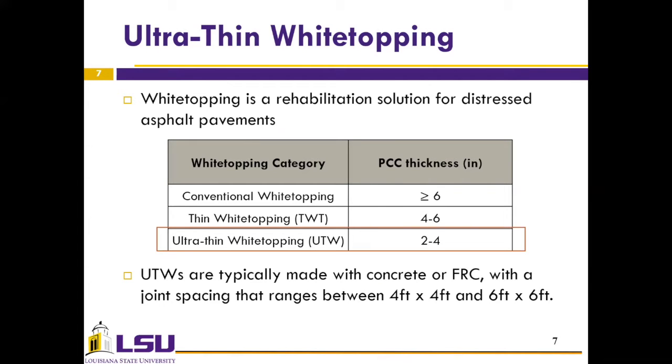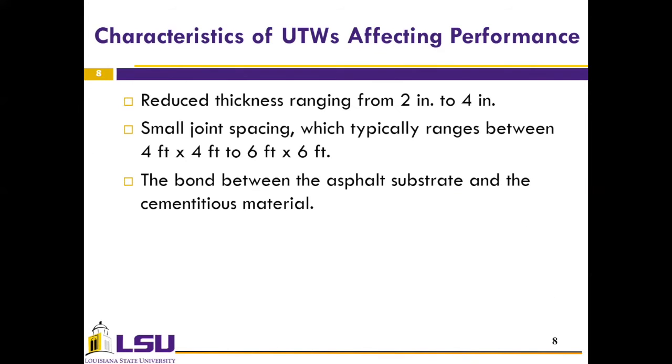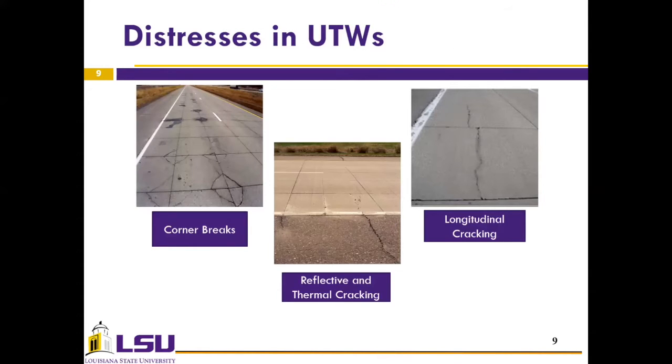Ultra-thin whitetoppings are typically made with concrete or fiber reinforced concrete with a joint spacing that ranges between 4 feet by 4 feet and 6 feet by 6 feet. The main characteristics of UTWs affecting performance are its reduced thickness, its small joint spacing, and the bond between the asphalt substrate and the cementitious material. Even though UTWs have shown satisfactory performance so far with traditional materials, several distresses have been associated to them, such as corner break, reflective and thermal cracking, and longitudinal cracking.